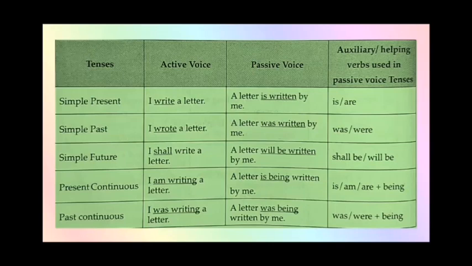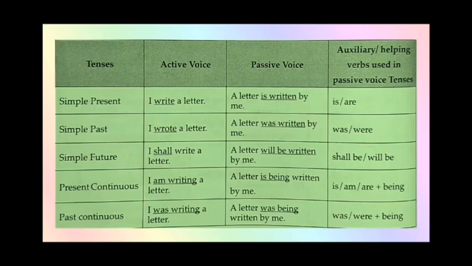Now here we have the tenses with active voice, passive voice, and the auxiliary or the helping verbs that are used in the passive voice tenses. So in the simple present tense, the sentence is I write a letter. For that, in passive voice we have: a letter is written by me. And the auxiliary verbs, or the helping verbs, used are is or are.